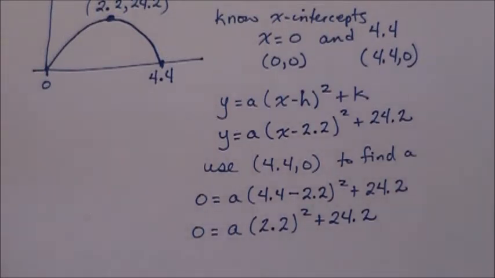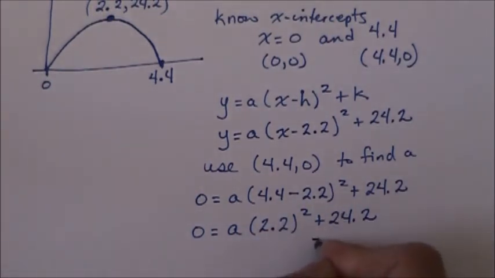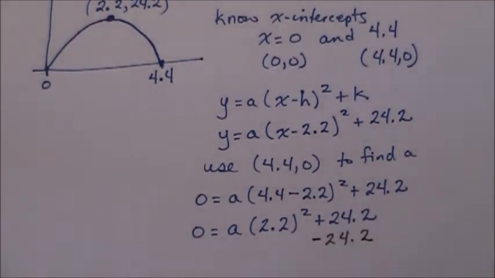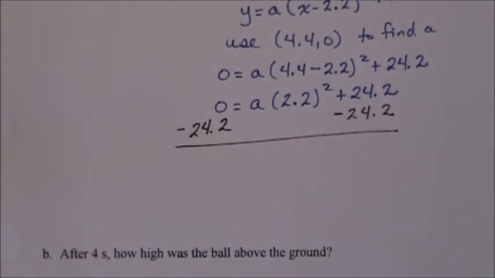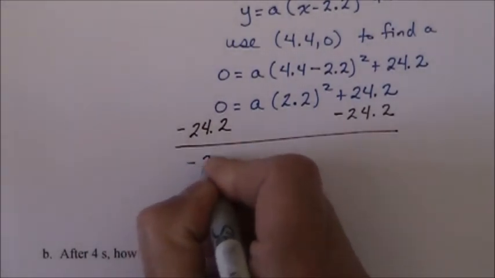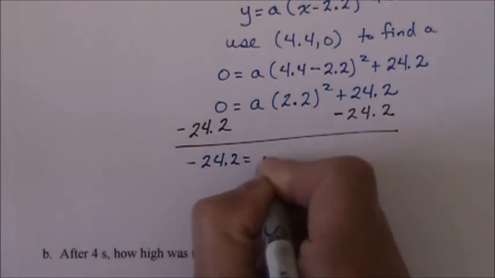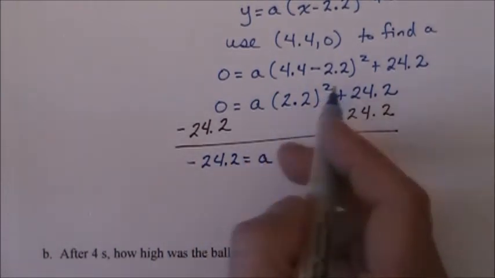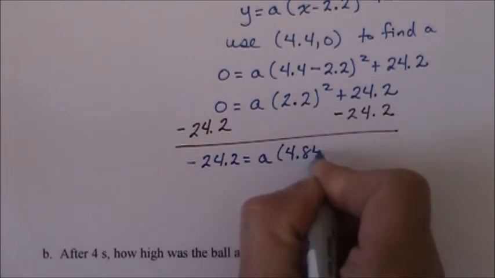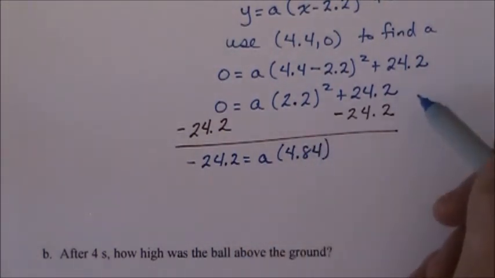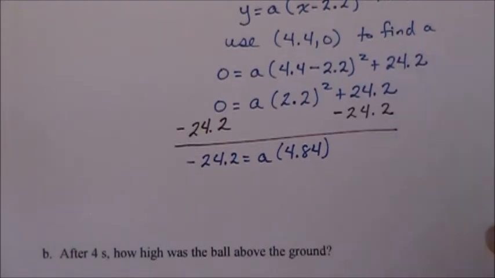At this stage, I'm going to do 2 things at once. I'm going to move this to the other side, and I'm going to simplify that squared. So this is currently adding, so we're going to subtract 24.2 from both sides of the equal sign. As we go to do that, we get negative 24.2 equals a. 2.2 squared is equal to 4.84. And then 24.2 minus 24.2 is 0.